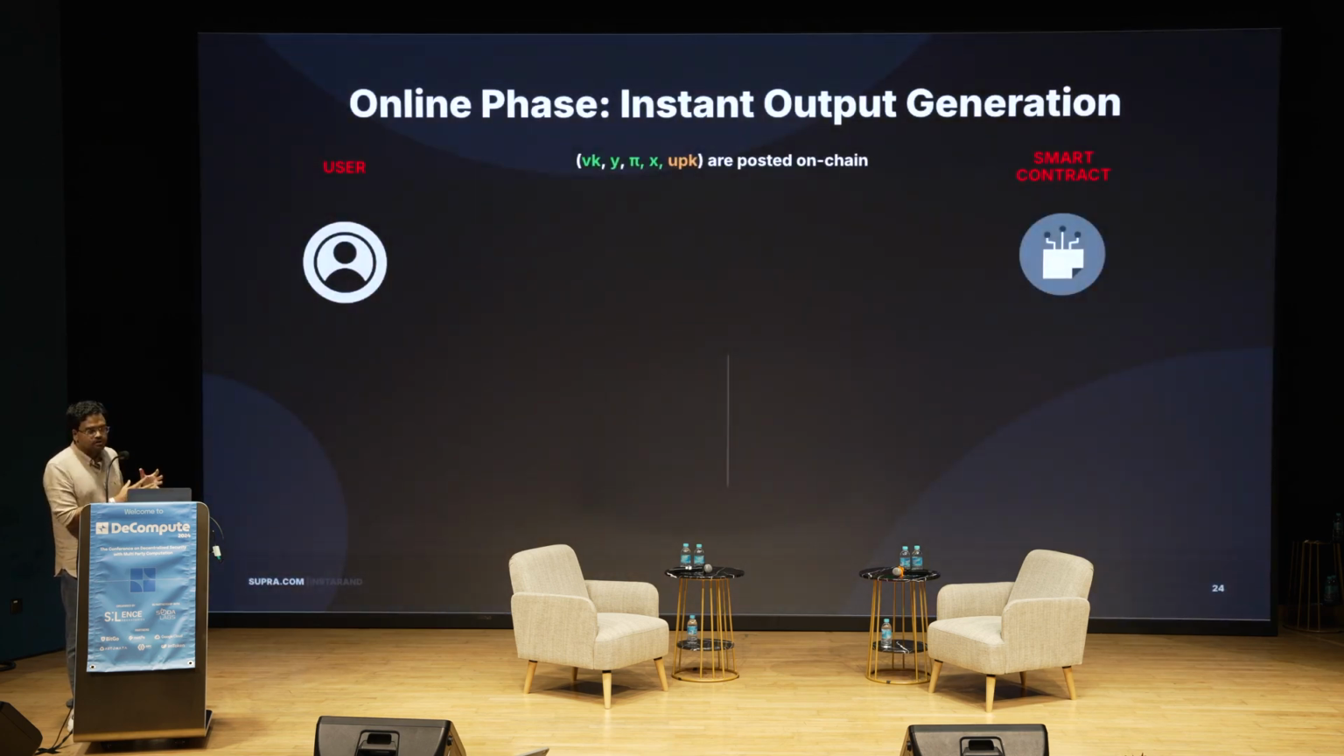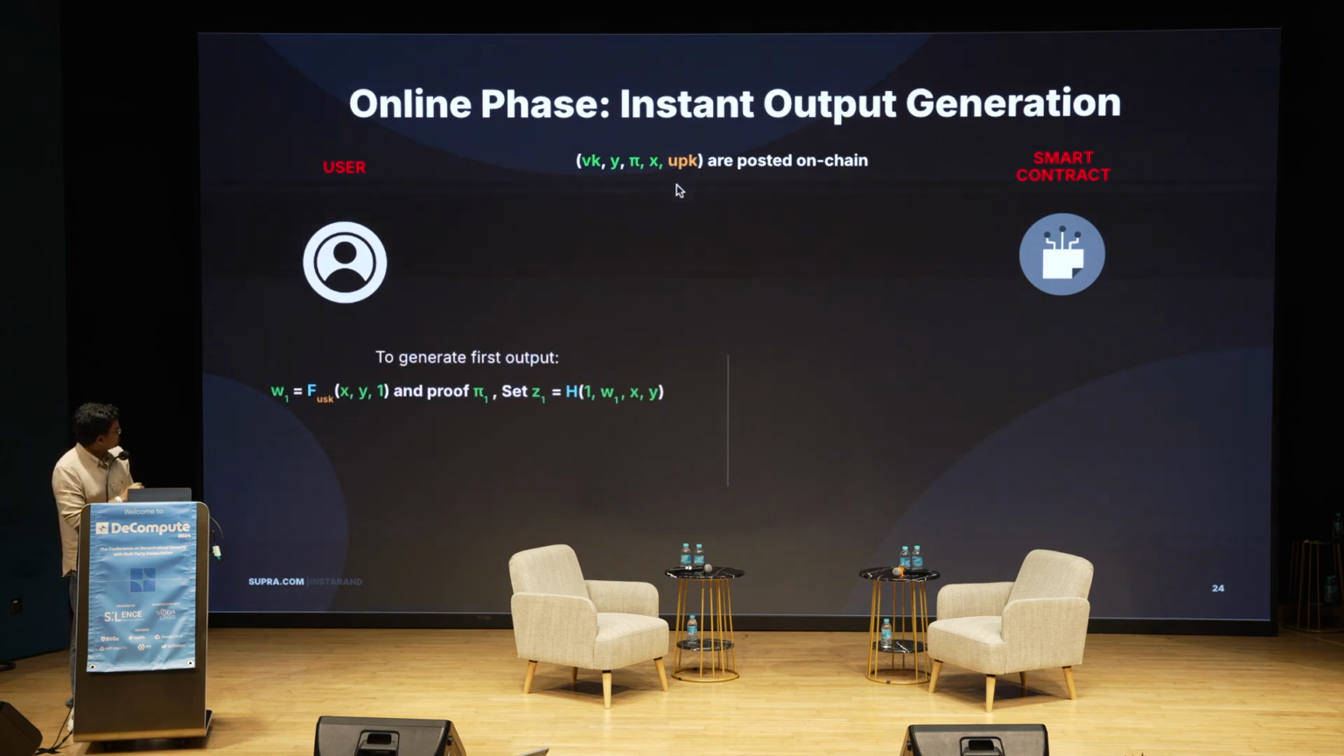Now let me go into the online phase, how we instantly generate the outputs. Note that from the pre-computation phase, these are the values which are posted on the blockchain. The verification key VK is the server's verification key, Y is the output of the server, pi is the proof, X is the input, and UPK is the client's public key. So we mainly need this X, UPK, and Y.